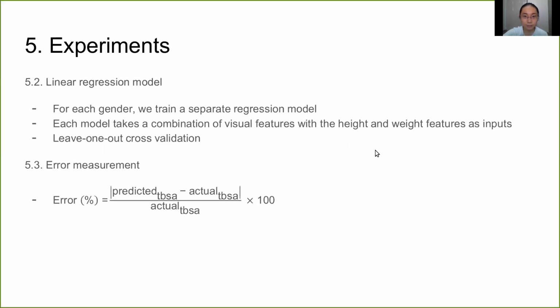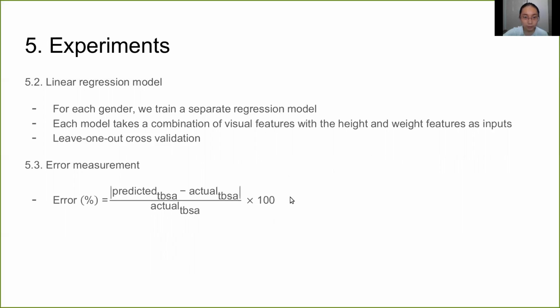Since body composition of male and female are usually quite different, we use 2 separate regressions, one for each gender. Each model will take a combination of visual features, which can be either the face features, or one type of hand features, or both face and hand features. We use a linear regression model, and since we were only able to collect data of 21 subjects, we use the leave-one-out method to split the data into train set and test set, and sequentially compute the predicted TBSA for every subject in the entire dataset.